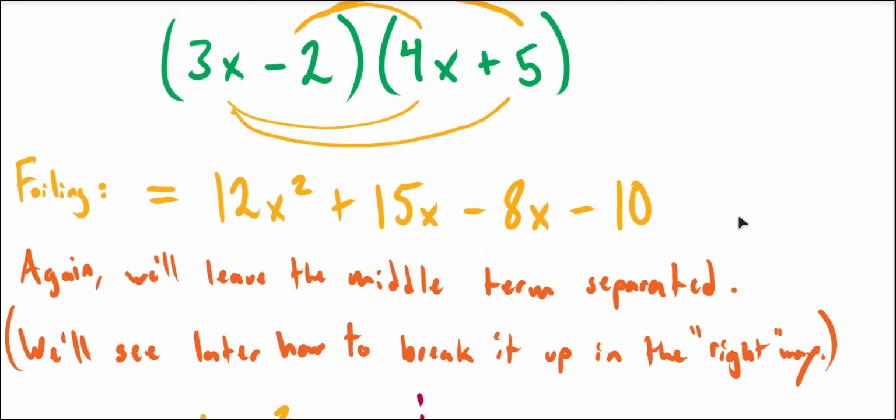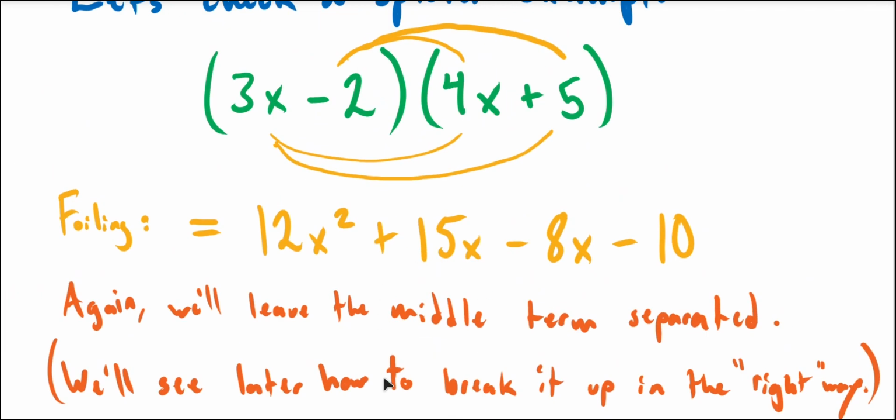So we will look in the next video at what's the right way to break this middle term, in this case 7x, into a 15x and a minus 8x. We'll see why that's the right way to do it and how we can decide on those terms once we look at factoring general trinomials.